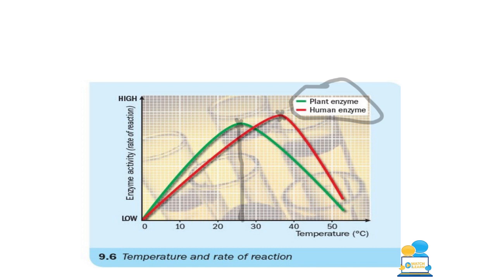And you may be asked to explain whether this curve represents plant enzymes or human enzymes. And your answer would be plant enzymes, because the peak of the curve shows optimum enzyme activity at 25 degrees. Whereas if we look at the peak for human enzymes, roughly the peak occurs around 37 degrees. And again, you may be asked to explain whether this curve represents a plant enzyme or a human enzyme. And again, your answer would be a human enzyme, as the optimum level of activity occurs at 37 degrees.